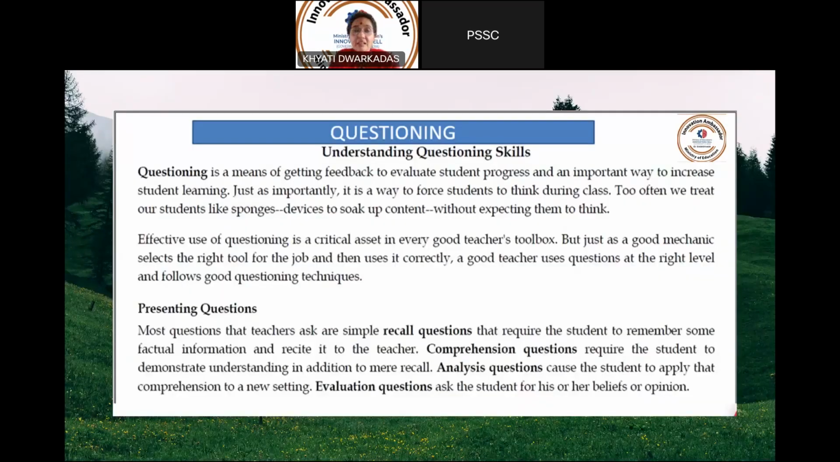So when we understand questioning skills, it means it is a way of getting feedback. What are we taking feedback on? To evaluate student progress and an important way to increase student learning. It is also one kind of a way in which students in our classroom setup are forced to think in the class. Very often, we treat our students like sponges, the devices to soak content without expecting them to think.